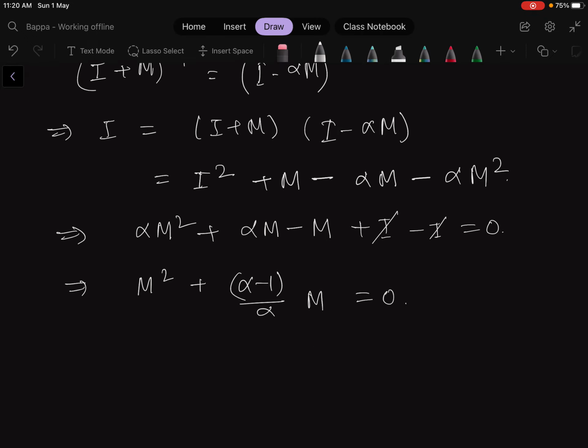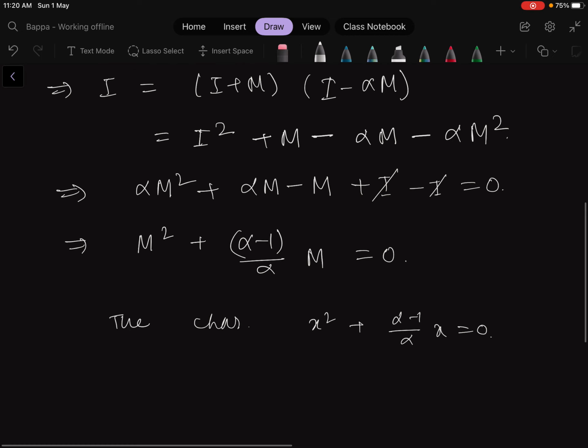Then if you know the Cayley-Hamilton theorem, it says that the matrix satisfies its characteristic polynomial, and the characteristic polynomial is a 2-degree monic polynomial which is unique, which is satisfied by M. So here it is, this is the characteristic polynomial x square plus (alpha minus 1) by alpha times x equal to 0.